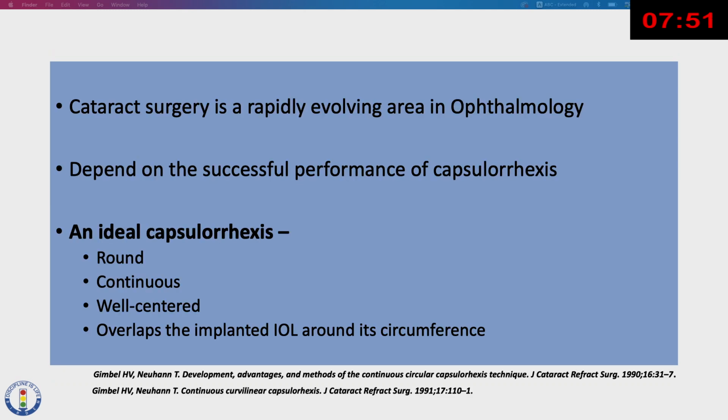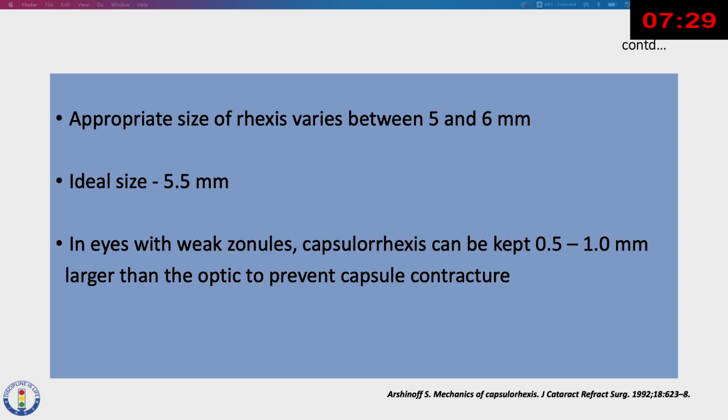We know cataract surgery is a rapidly evolving area in ophthalmology, and optimal outcomes largely depend on the successful performance of capsulorhexis. An ideal capsulorhexis must be round, continuous, well-centered, and overlap the implanted IOL around its capsular circumference. An appropriate size of rhexis varies between 5 and 6 millimeters. Ideal size is 5.5. In eyes with weak zonules, capsulorhexis can be kept 0.5 to 1 millimeter larger than the optic to prevent capsule capture.